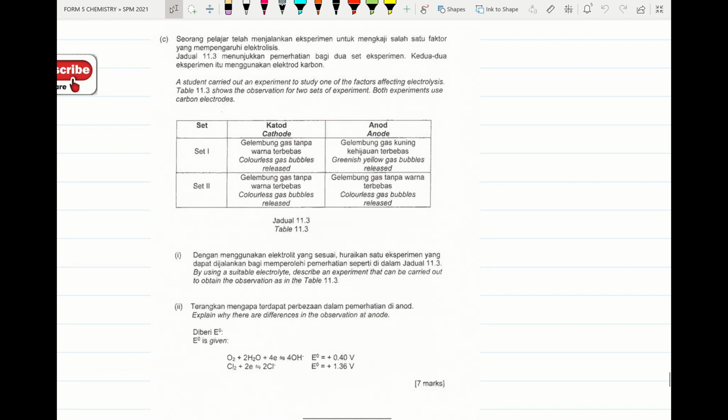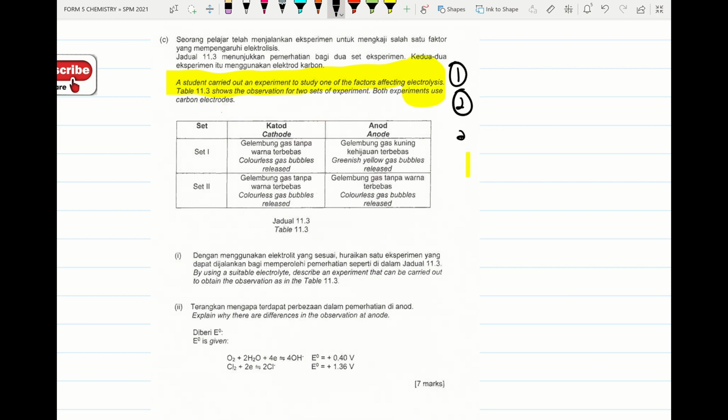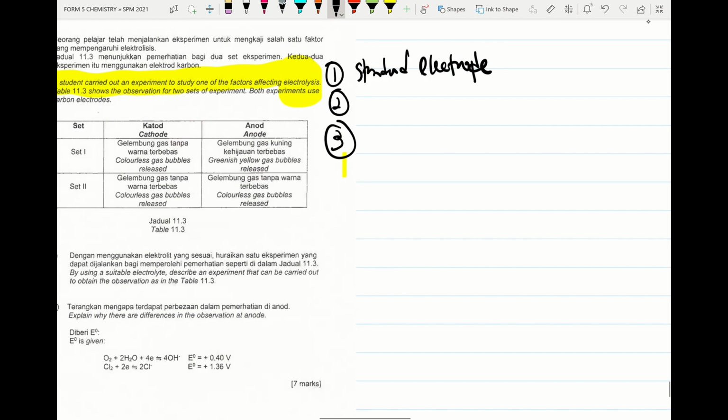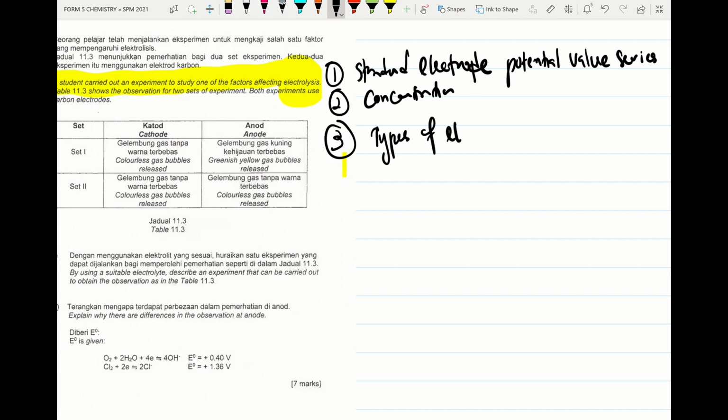We move on to the last essay question. Please check this question. A student carries out an experiment to study one of the factors affecting the electrolysis process. Please remember we have three factors: factor 1, factor 2, factor 3. Factor 1 is the standard electrode potential value series. The second factor, please remember, is the concentration factor, and the third factor is the type of electrode.